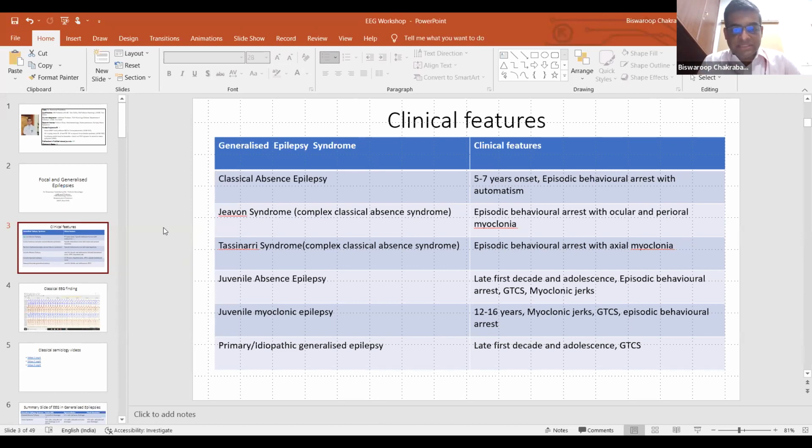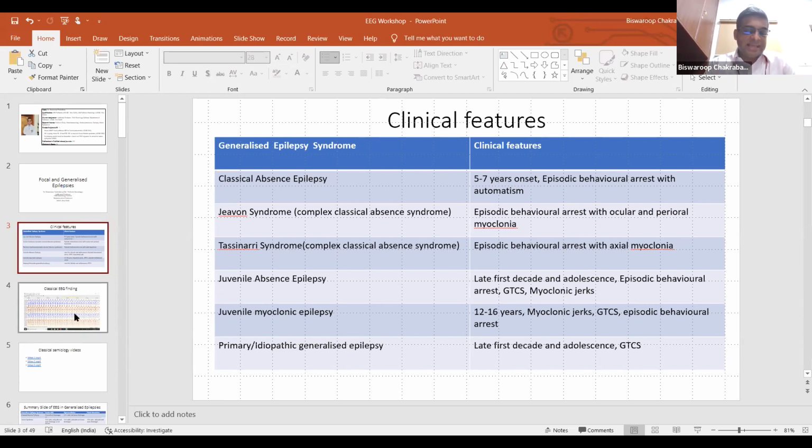Juvenile myoclonic epilepsy is again an epilepsy of the 12 to 16-year age group. The common seizure form here is myoclonic jerks, but one would also see GTCS and episodic behavioral arrests. And then we have the primary or idiopathic generalized epilepsy, which doesn't fit into any of these syndromes, which again comes in the late first decade or adolescence, and the commonest seizure semiology is GTCS. This slide is important because we need to understand which generalized epilepsy syndromes we encounter in the pediatric age group, what common clinical features are associated with them, and how EEG signatures are present for each of these syndromes, which will help us in diagnosing all these conditions.